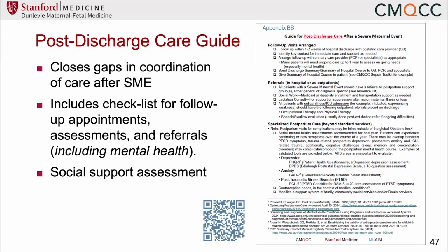This is the post-discharge care guide. So you had the pre-discharge care guide. This is the one for how we arrange all that postpartum care. This is a sample. All these services may be available in your area or they may not be. So you might want to tweak this document so it fits what you're able to refer to. You can be very specific on your local hospital form and say, this is the number that you're going to give the patient, or this is the website, or this is the address. So you can really tweak this form to be most useful to you. But this really closes those gaps in coordination of care after a severe maternal event.